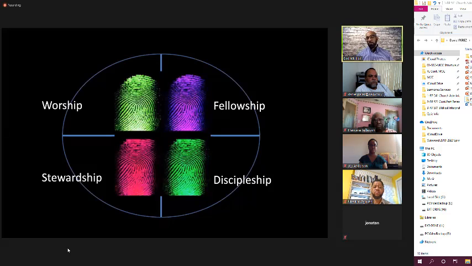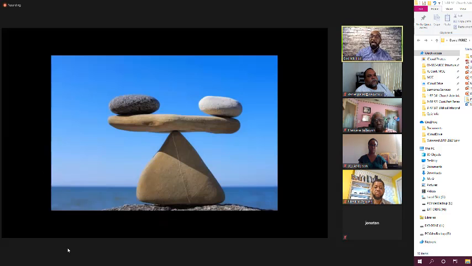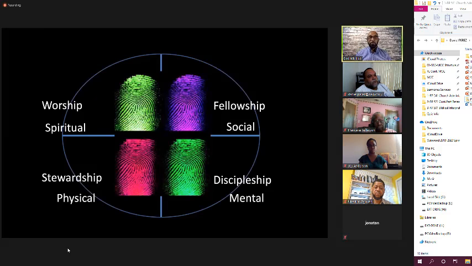I say, when you take a look at a church, you will discover that there is no activity that takes place in any church, anywhere, at any time that does not fit into one of these categories: worship, fellowship, stewardship, or discipleship. And in order for that organization to be healthy, all of those things must be in balance. For worship in the body of Christ is that spiritual development. Fellowship is that social development. Stewardship is the physical, and discipleship is the mental.